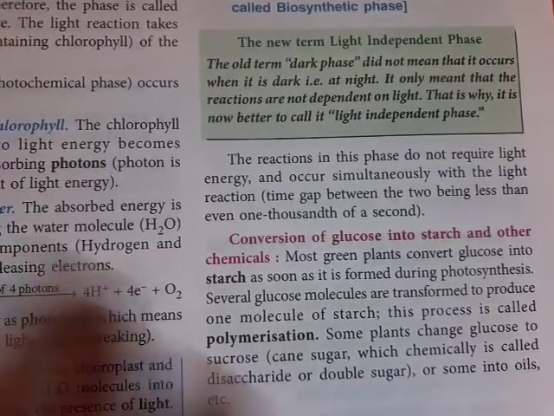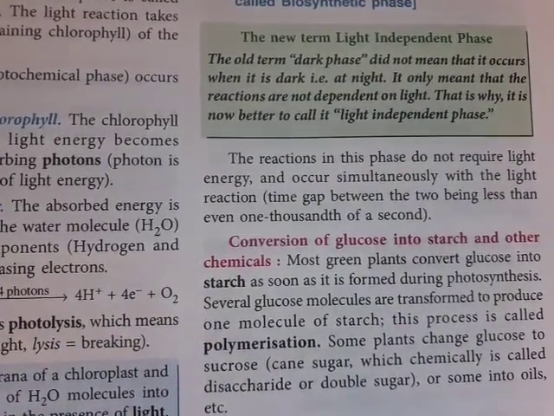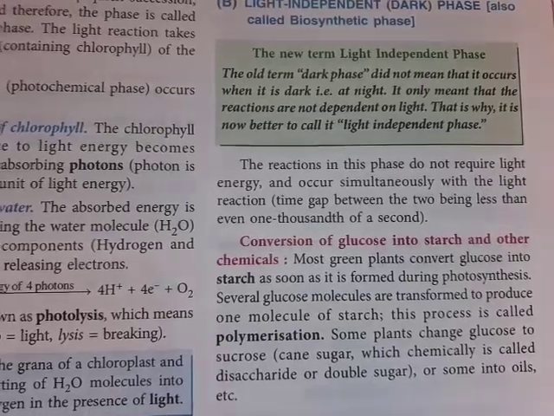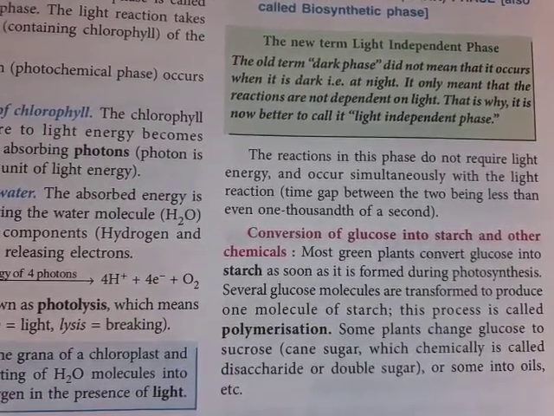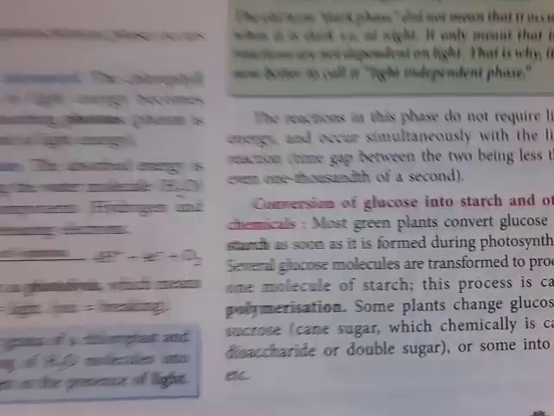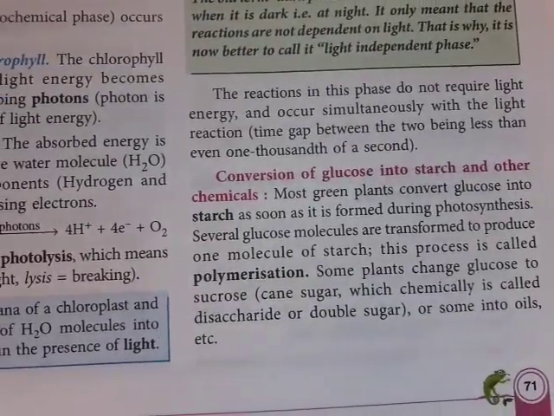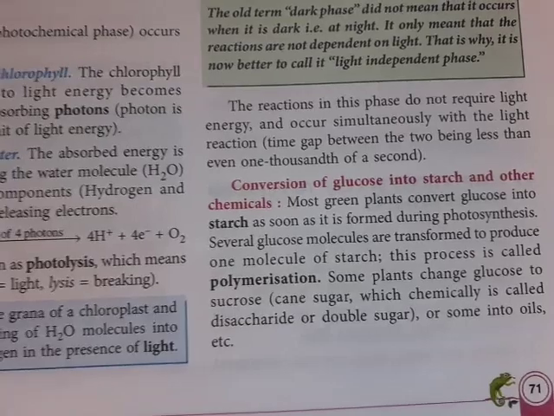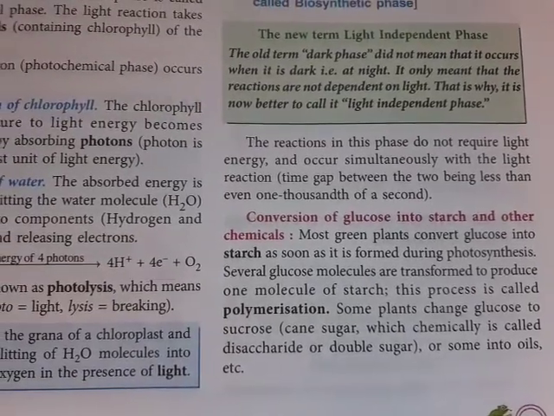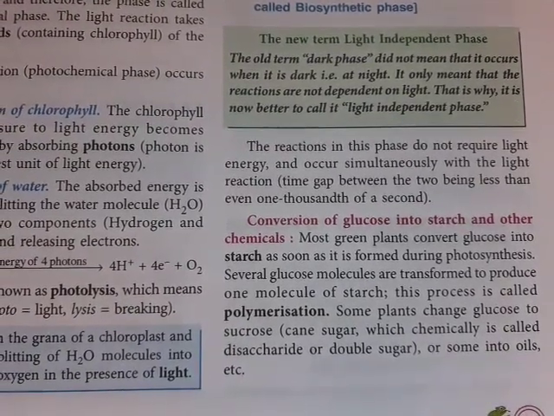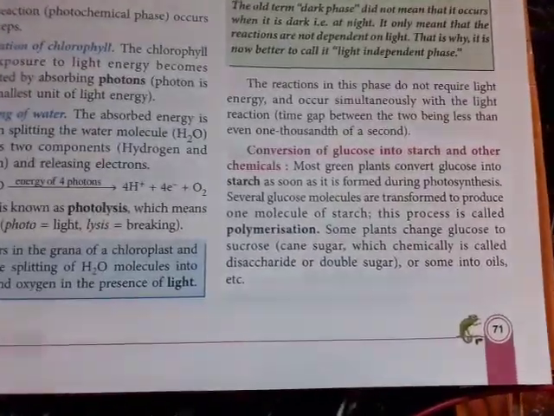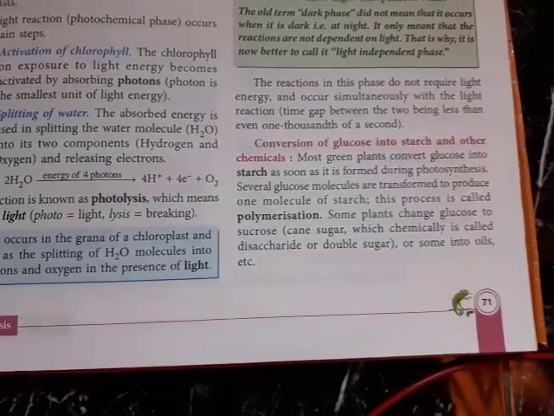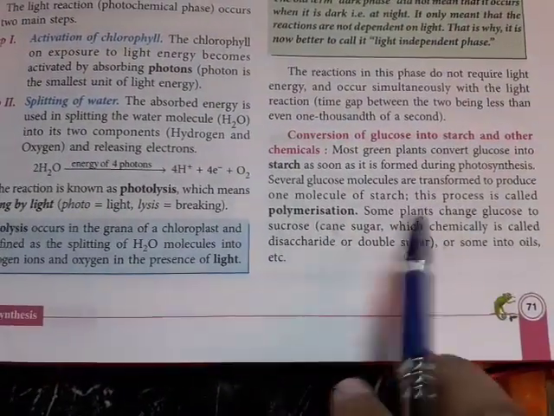So here we can see the first one, that is conversion of glucose into starch and other chemicals. Green plants, after the process of photosynthesis, give out glucose. This glucose is stored in the form of starch. As soon as the photosynthesis process is starting, or it is going on, many glucose molecules are transformed into one molecule of starch, and this process is called polymerization. So they are directly transformed into starch, so it's called polymerization.